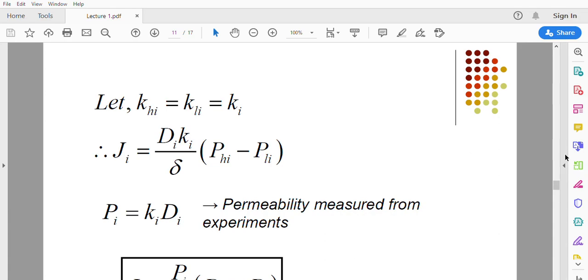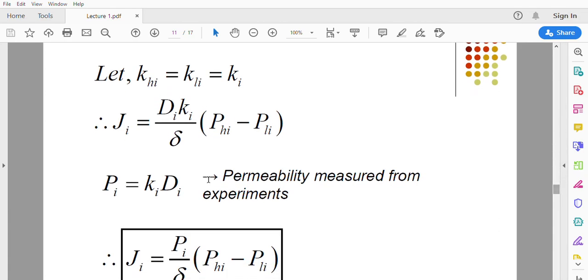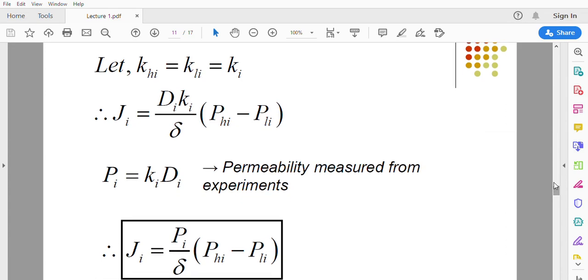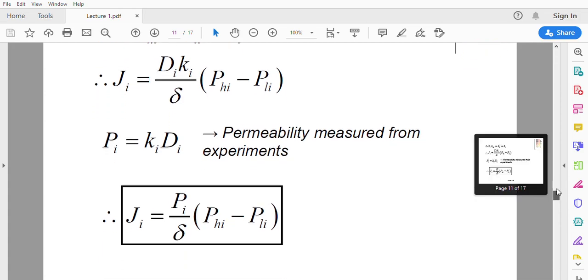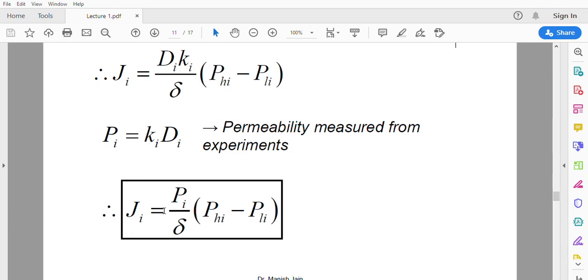You can define the permeability as Ki multiplied by Di. This is the permeability measured from the experiment. If you do the experiment at different partial pressure differences, you will get different flux. For a given membrane, you know the thickness of the membrane, so you can calculate the permeability across the membrane. So this is the final equation: Ji, the flux, equal to Pi by delta times Phi minus PLI.